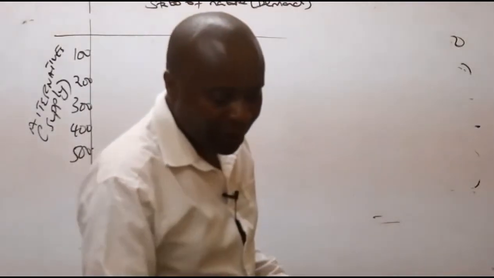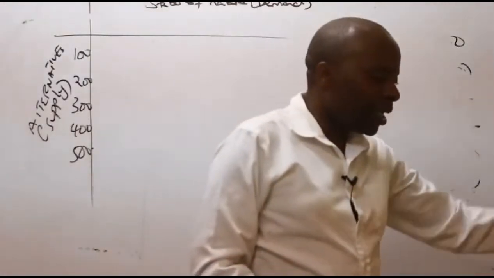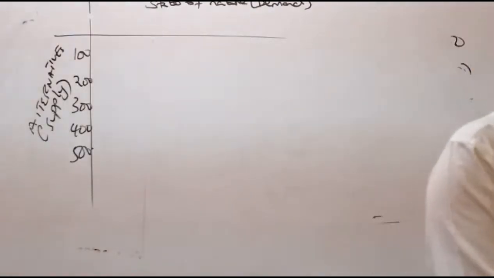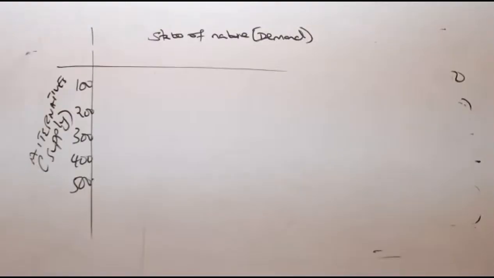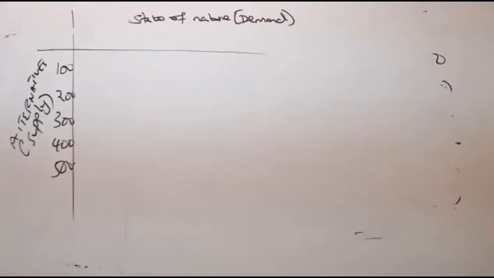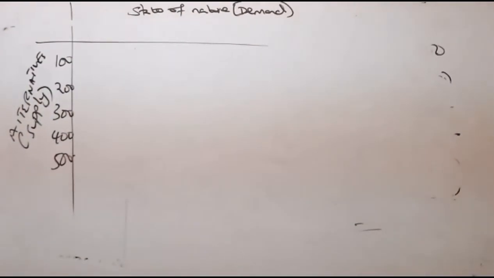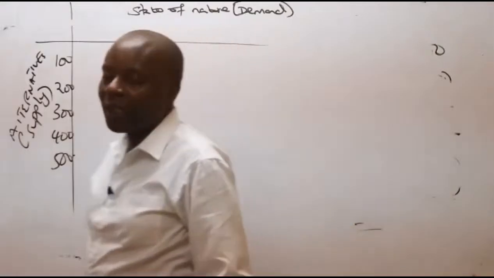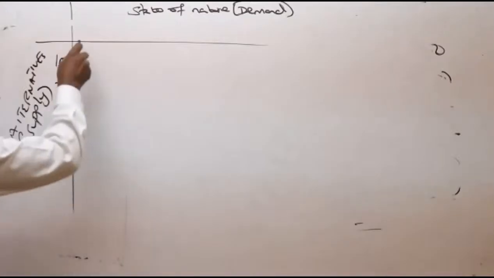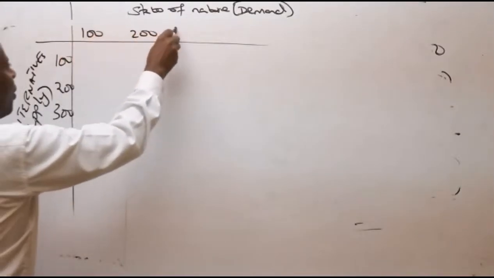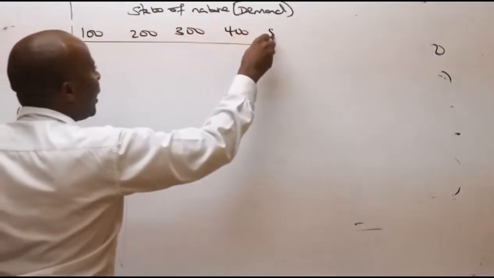Now listen, ladies and gentlemen, how do we get to really know the demand amount? Unless you're told otherwise, remember what we are told in economics is that supply and demand should always be equal. So the same supply figures that you have here will be the same demand figures we should put there. So in that case, we are going to put 100, 200, 300, 400, and then we have 500, like that.